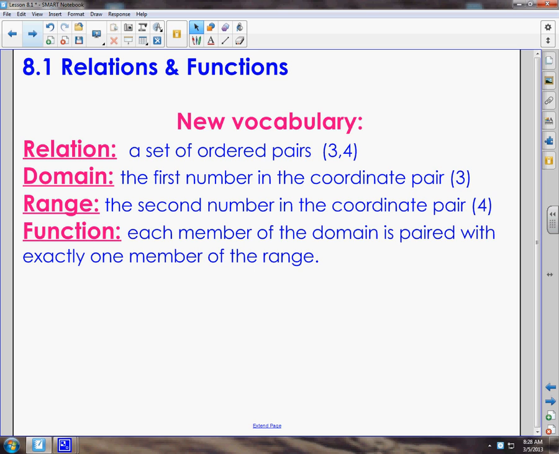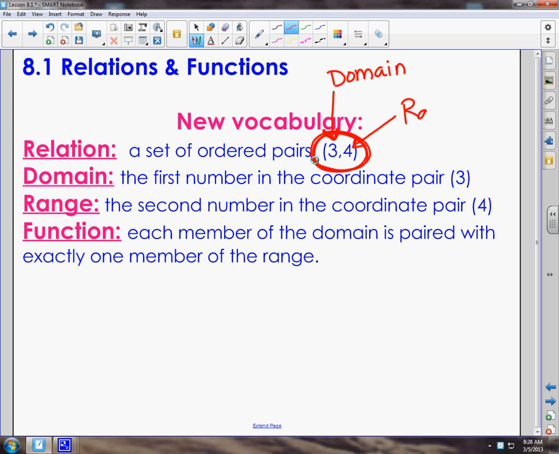So a relation is a set of ordered pairs. So like 3 relates to 4. So that is a relation. A domain is the first number in the pair. So the 3, for example. So this is the domain. And then this is the range. It is the second number in a coordinate pair. So domain and range, or x coordinate and y coordinate, I'm sure you've probably heard before, x comma y.